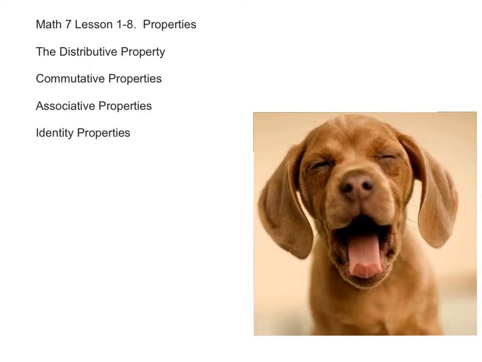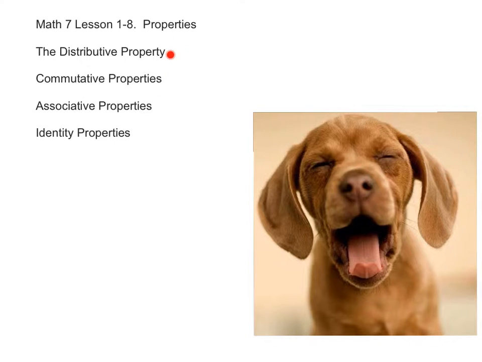So let's stay awake. The focus is 4 specific properties: the distributive property, the commutative property, associative properties, and identity properties. And before I go anywhere else, I want to see if I can get the pointer to work here. Do I have a laser pointer here? Check it out. I got a little red ball.